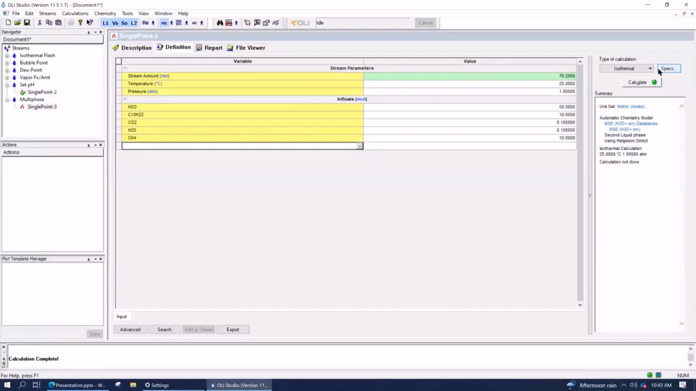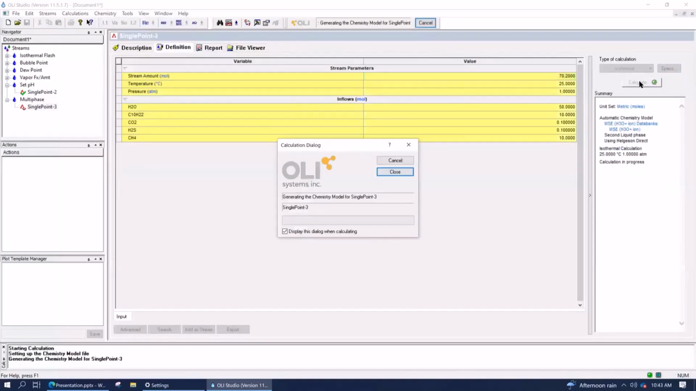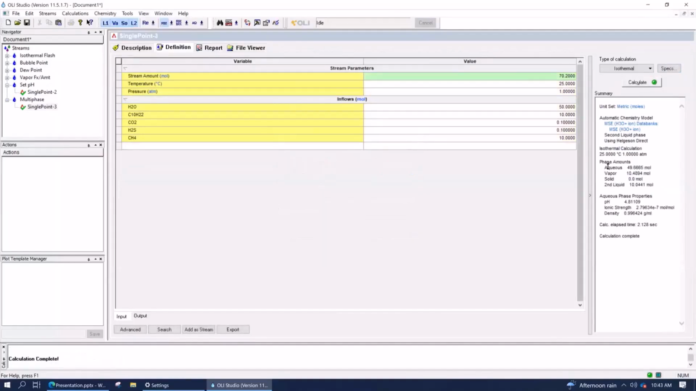All I want to do right now is just have us flash this system at ambient conditions, just to see where things are distributed. Then we're going to redo the calculation with the MEA. So press the calculate button and just confirm that we have 3 phases present. You can see, in fact, here that the water is less than 50 moles, vapor is more than 10 moles, second liquid is more than 10 moles, which means to me that, if everything was starting at the aqueous phase, we've had partitioning to the other phases.